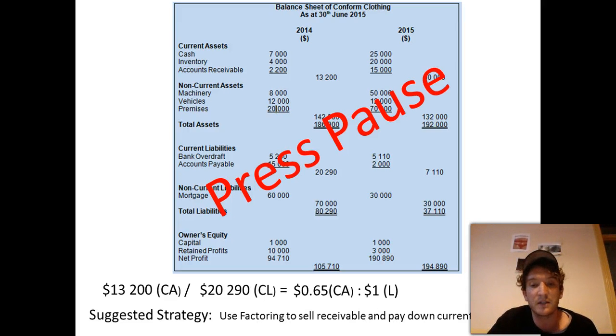We can use factoring to sell receivables and pay down current liabilities, or the owner could contribute more cash, something along these lines.